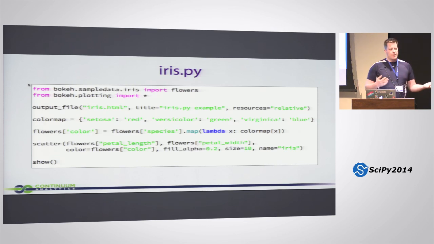So just to give you some example of what that looks like in practice, here's a very simple iris.py. We use the famous statistical flowers data set. We want to plot little circles for the different types of flowers: versicolor, virginica, and setosa. And we want to plot the petal length versus the petal width. This is common in statistical examples.